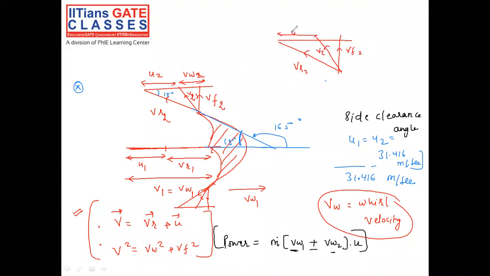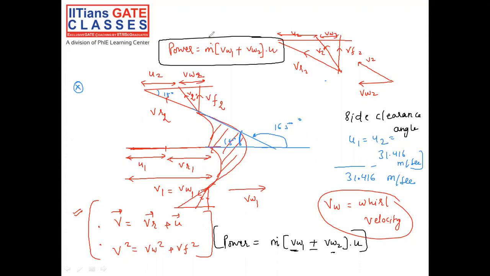This is U. This is V omega 2. If you look at the component of V2, it is something like this. So this will be the V omega 2 component. It is in the opposite direction. Then the formula will be mass flow rate times V omega 1 plus V omega 2 into U. This will be the power of the runner, the power output from the turbine.